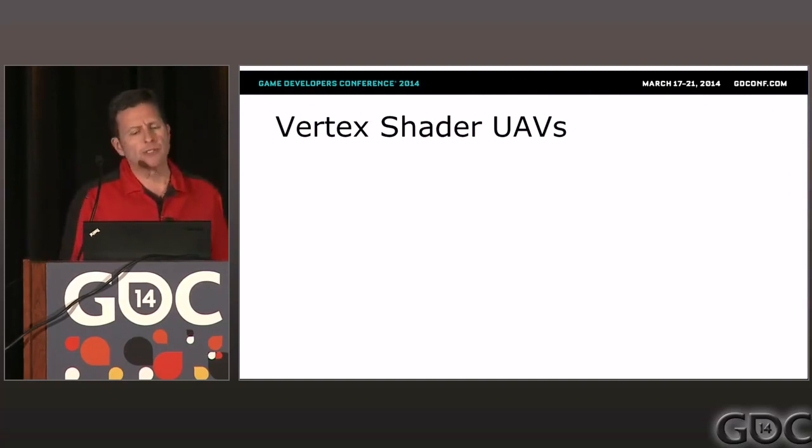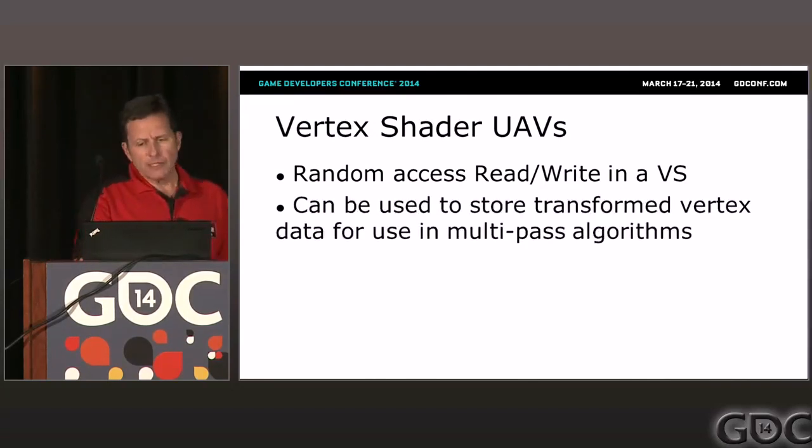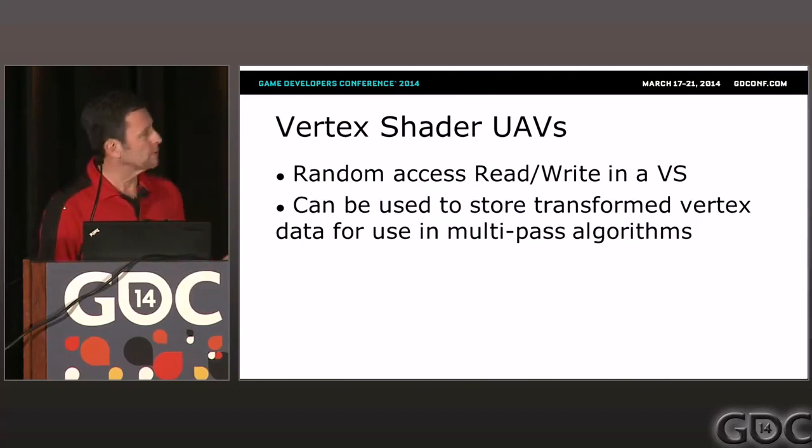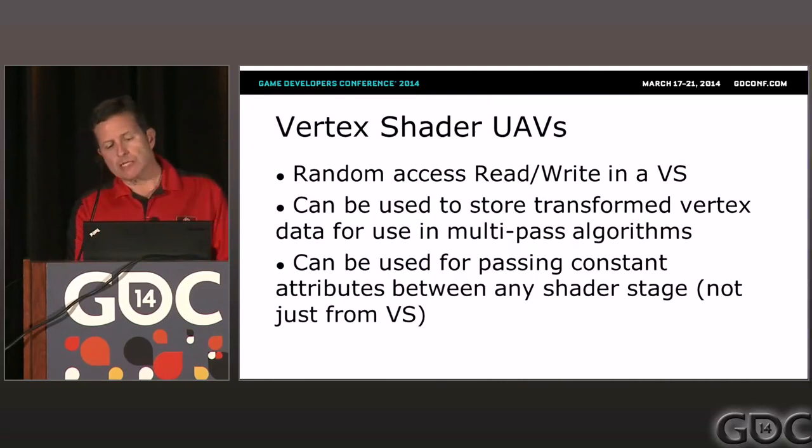So the last thing I want to talk about is vertex shader UAVs. And this is random access reads and in particular writes from a vertex shader. They can be used to store transformed vertex data for doing multipass algorithms, just like stream out can be used for that. But as I mentioned earlier, they can be used for storing any kind of data at all. One other thing they might be used for is for passing constant attributes between shader stages. Instead of having additional attributes passed as parameters to vertex shader stages, you could put them in a UAV, which later gets read by that pass.